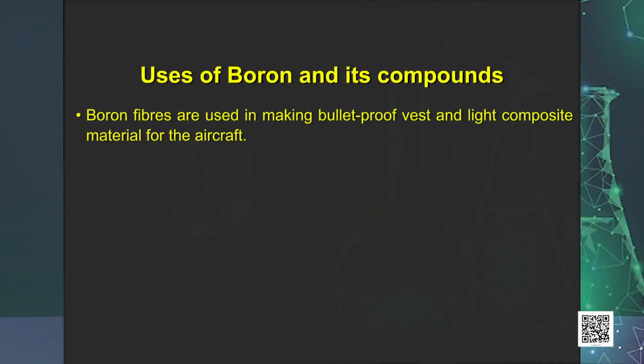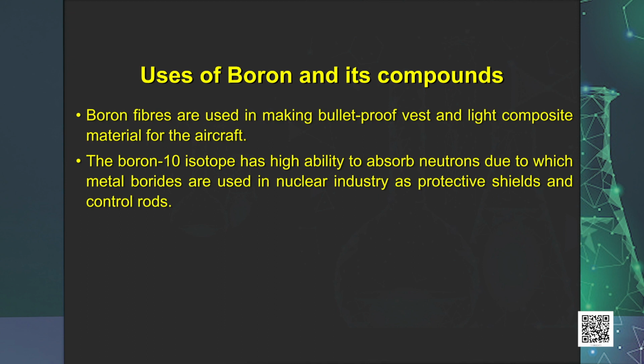Boron is a hard refractory solid of high melting point, low density and very low electrical conductivity, thereby finding a variety of applications. Boron fibers are used in making bulletproof vests and light composite material for aircraft. The boron-10 isotope has a high ability to absorb neutrons, due to which metal borides are used in the nuclear industry as protective shields and control rods.